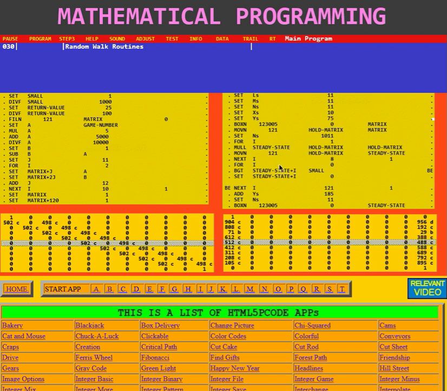Well, then it says for I of 0, if the value in steady state at offset I is greater than small, go to BE. If it's not, set steady state of I to 0. And do that 121 times. It's going around every value that's in the steady state matrix, and that's this one down here, and checking to make sure that its values aren't below this small value that we developed up here, which was 1,000.